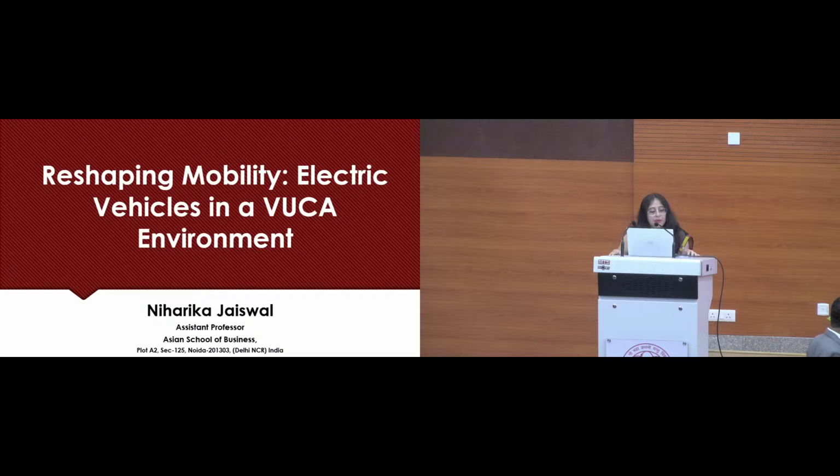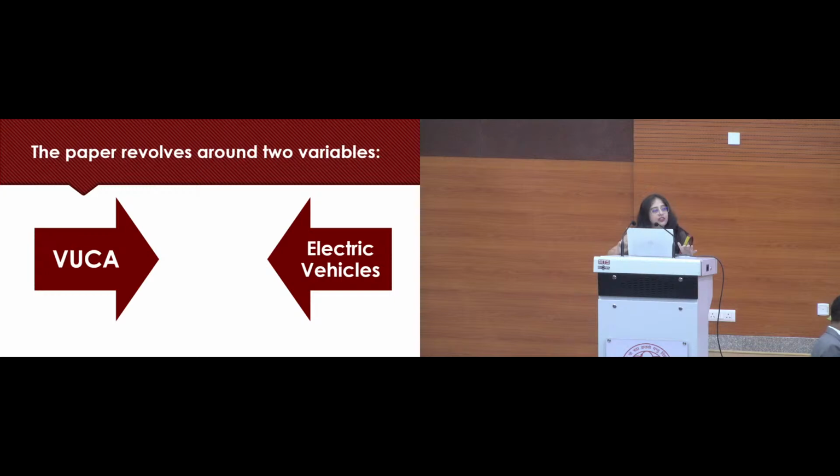The title of my paper is Reshaping Mobility: Electric Vehicles in a VUCA Environment. As is visible, the paper revolves around two variables, that is VUCA and electric vehicles. Electric vehicle is the main character of the paper, set in the context of the VUCA environment. So what is VUCA? Maybe some of you don't know; we'll deep dive into it in the middle of our presentation.